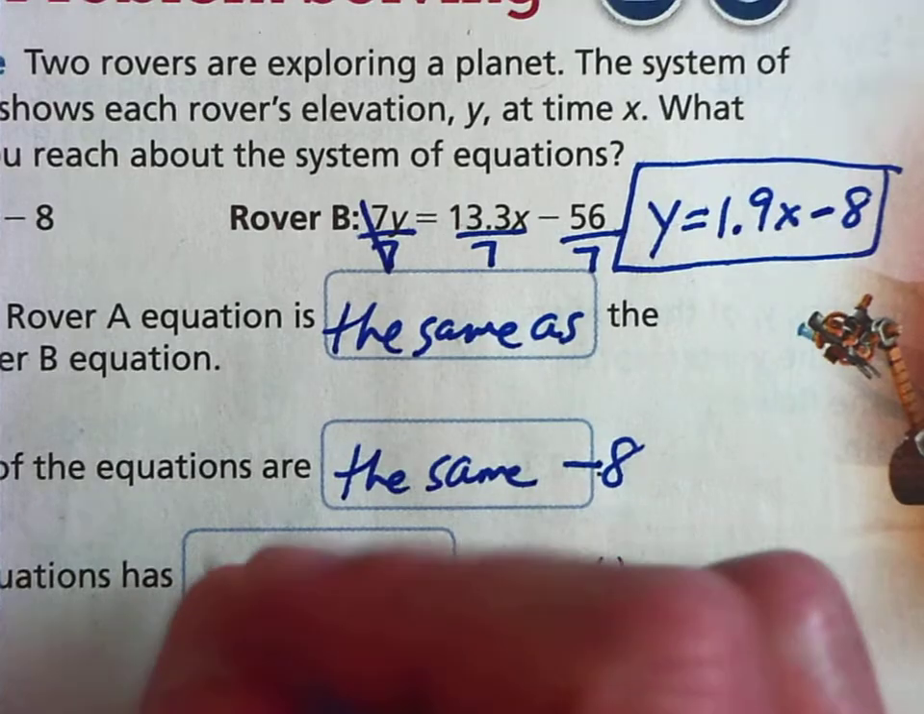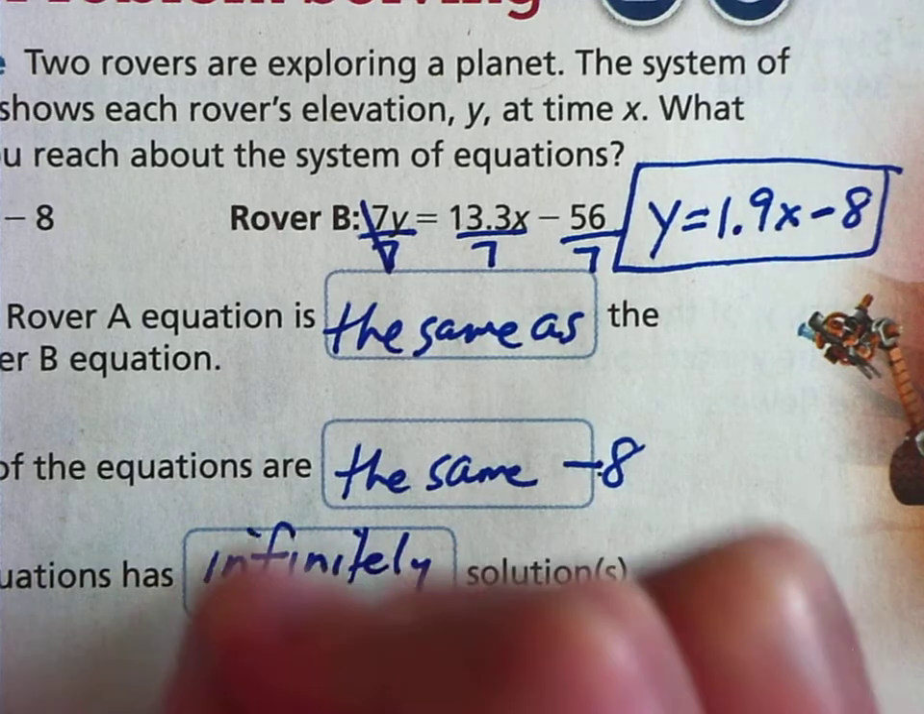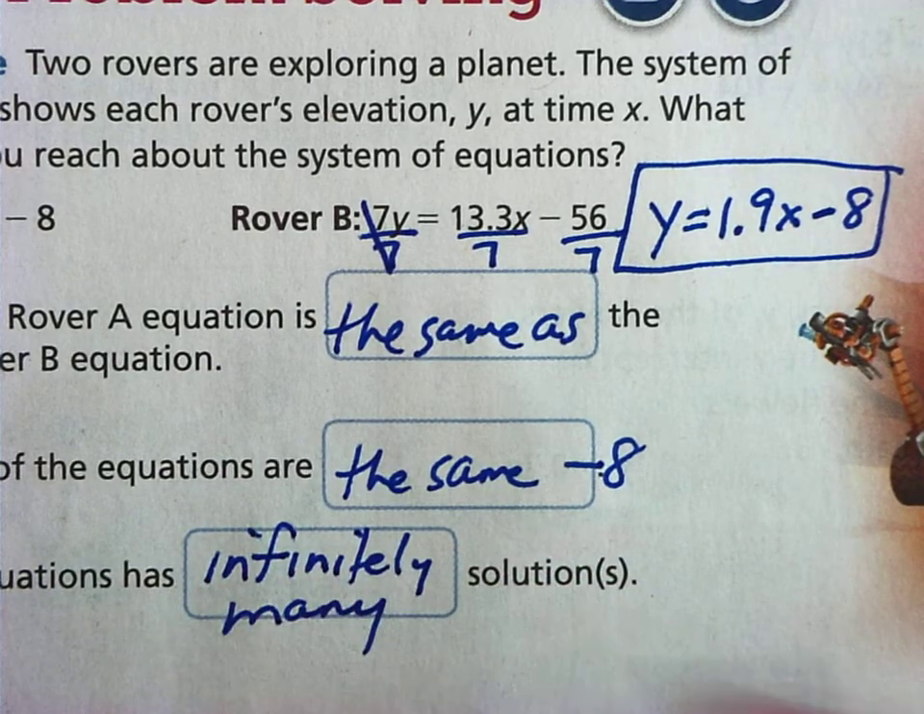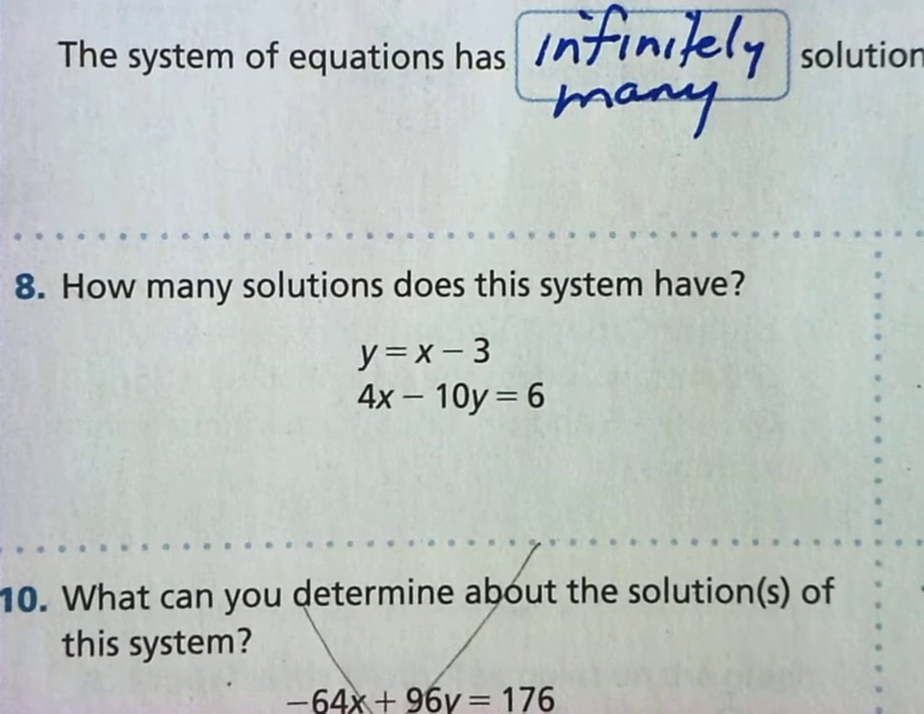You have the exact same line twice. So infinitely many solutions. It's the same line twice. Okay, so now let's take a look at this one and we'll just solve a few more.